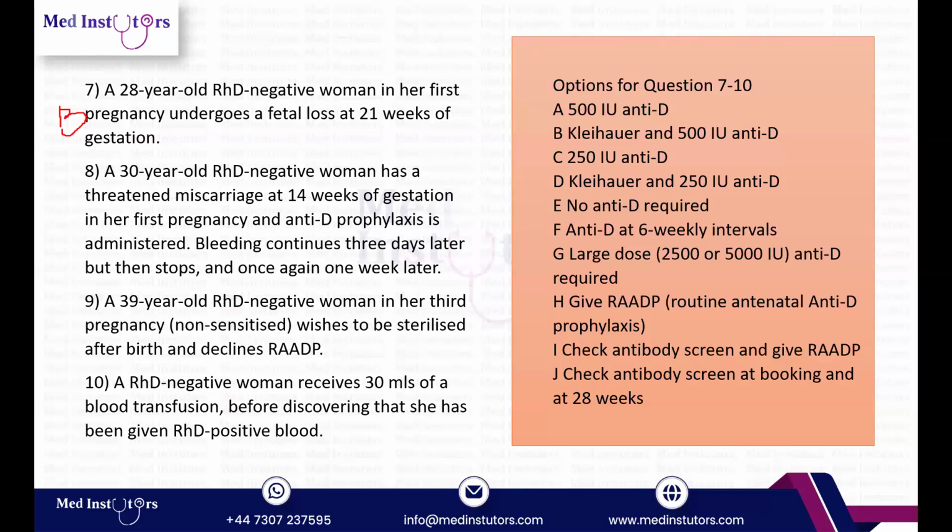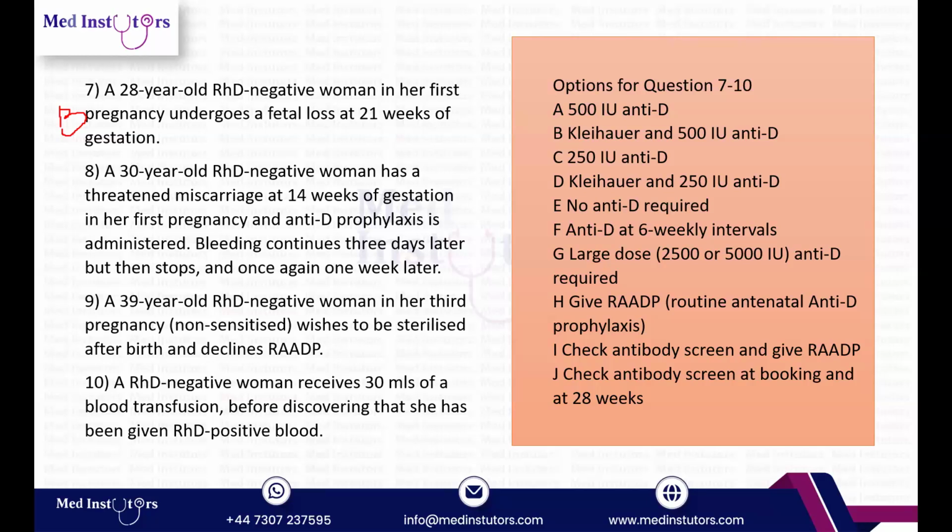So the correct answer here is F, because when a woman has repeated bleeding, right, the guideline says that if she has repeated bleeding, then you will have to give her at 6 weekly intervals. So in this, she's more than 12 weeks. Okay. So in women who are between 12 to 20 weeks and with repeated bleeding, you give 250 international unit, 6 weekly intervals. So the correct answer is F. Okay. This is given in the guideline.